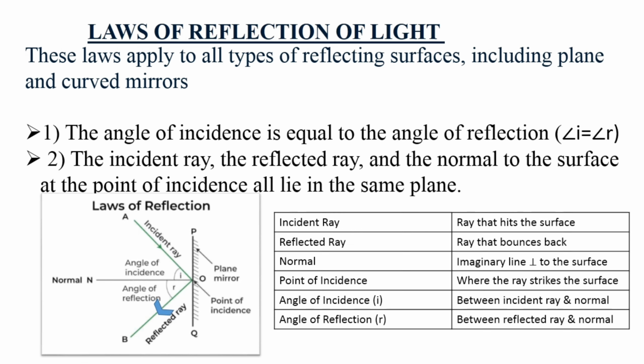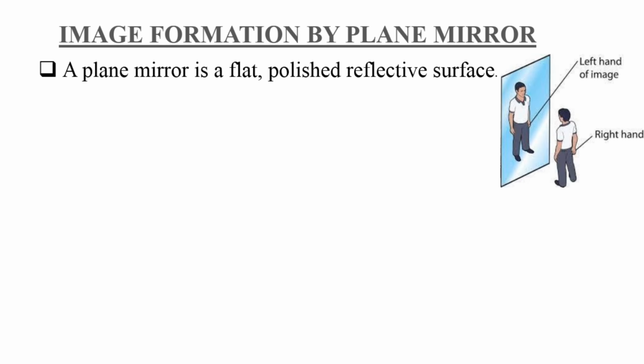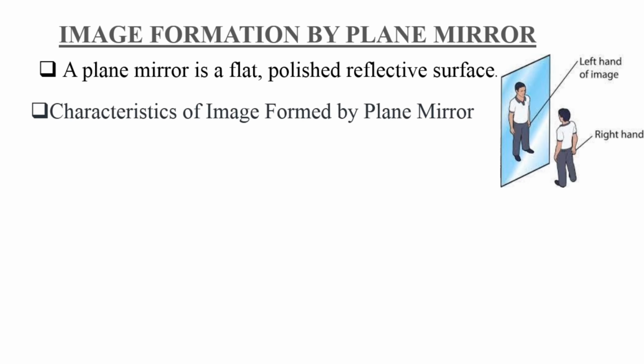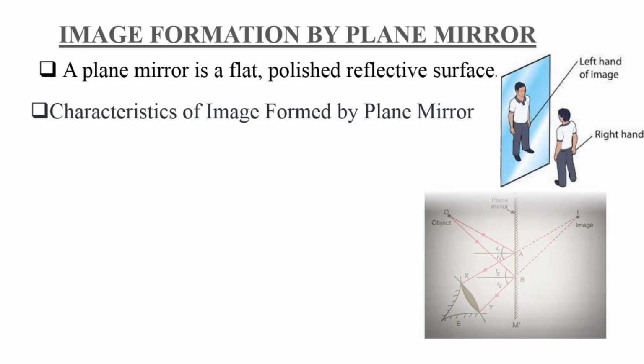These laws help us understand and predict how light behaves when it bounces off any surface. Next is image formation by plane mirror. Let's learn how images are formed by a plane mirror. It's a shiny surface that reflects light.